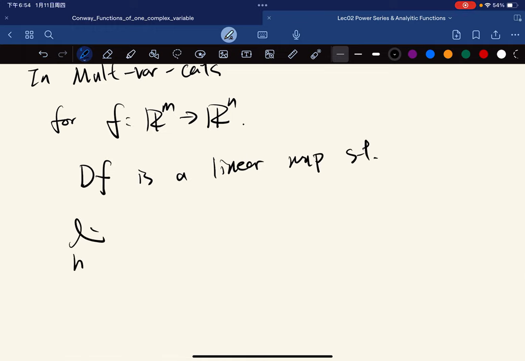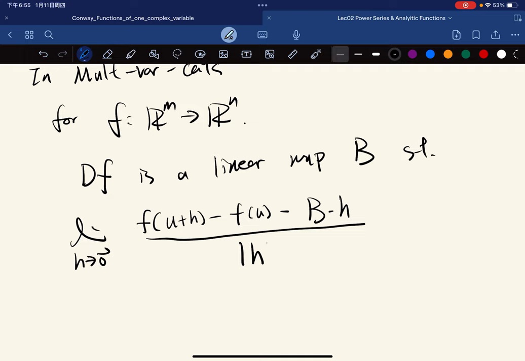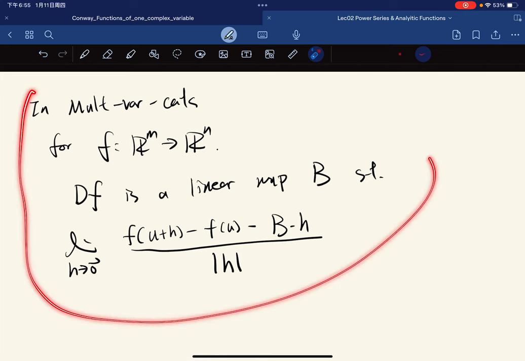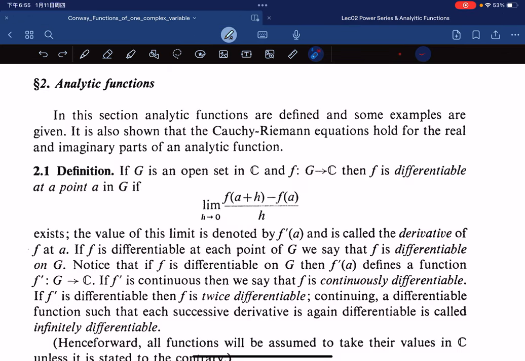Such that h approaches the zero vector, and f of u plus h minus f of u minus df h, where df is a linear map, divided by the norm of h, goes to zero. This is our definition of the derivative in multivariable calculus. Here, though, we define it as a quotient.